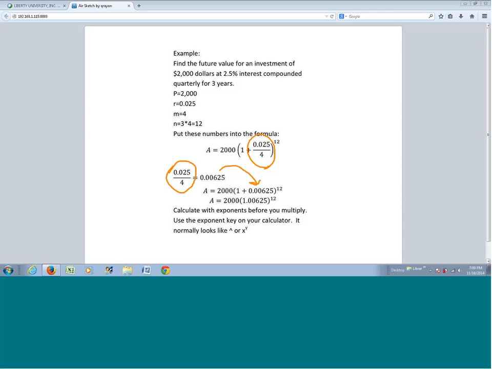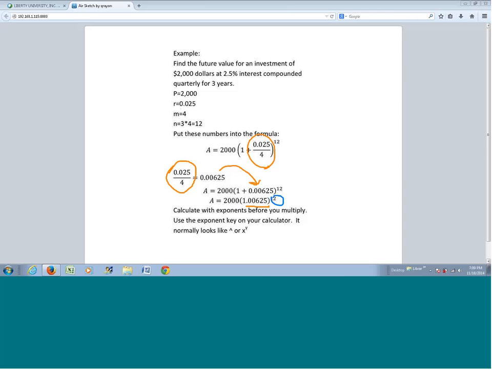Okay? So now I need to continue working on what's inside the parentheses. I see 1 plus this big decimal, so I'm going to go ahead and add those together to get 1.00625. Okay, so now we have 2,000 times 1.00625 with an exponent of 12. When we follow the order of operations, we need to do exponents before multiply. So we need to take care of this exponent of 12 before we can multiply.